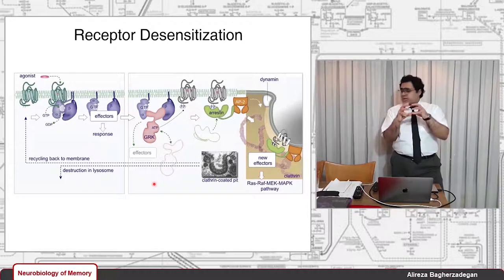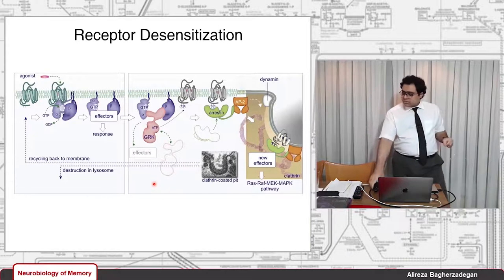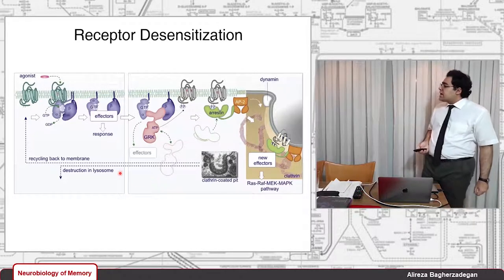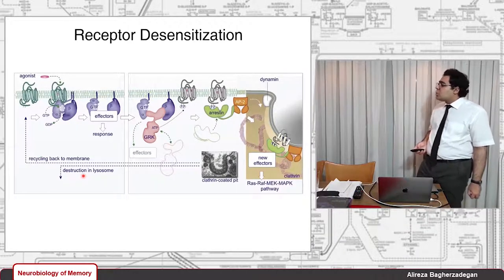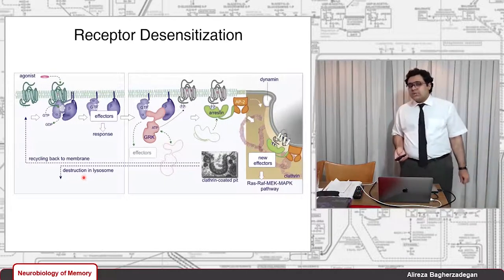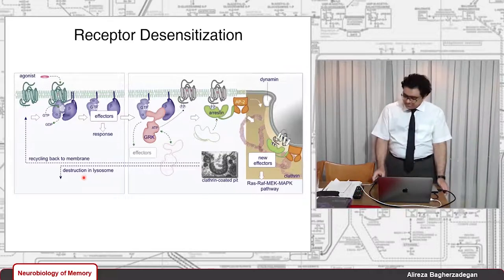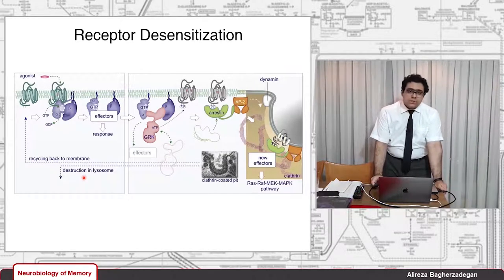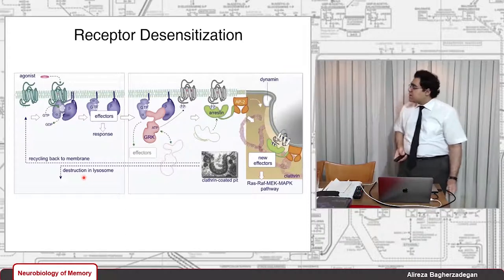The phosphorylated G-protein coupled receptor is detached from its signal, or its ligand, and it can recycle back to the membrane, or it can progress toward the destructive lysosomes and be destroyed by lysosomes.